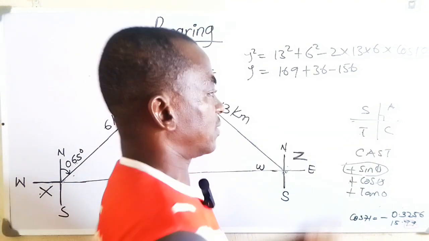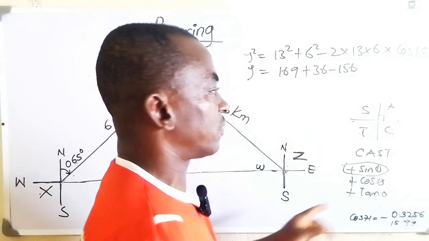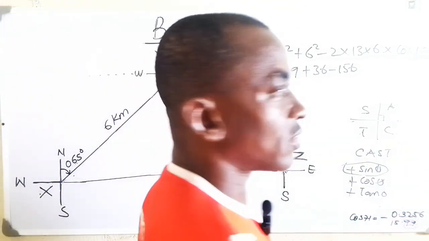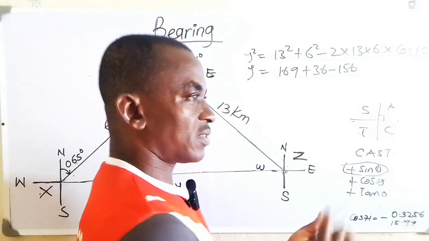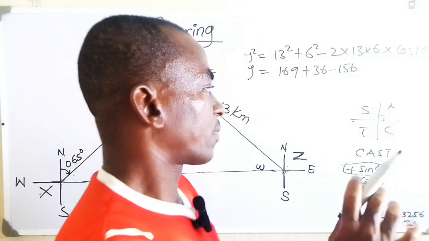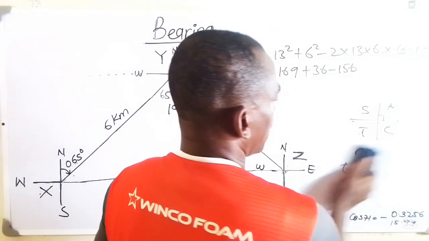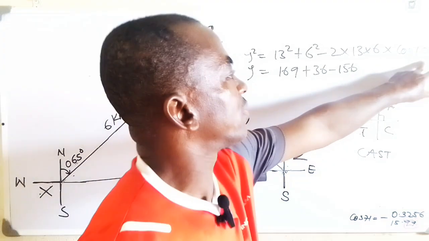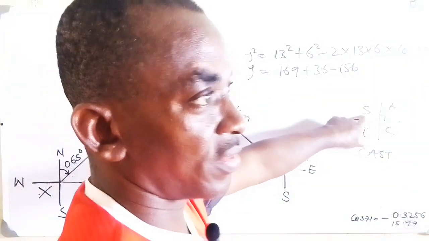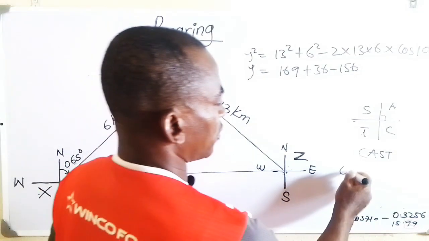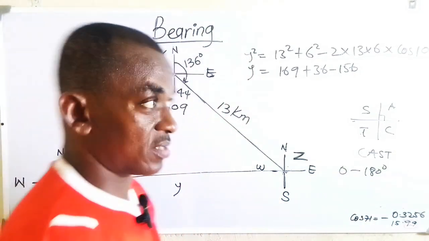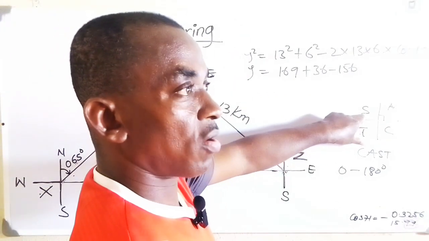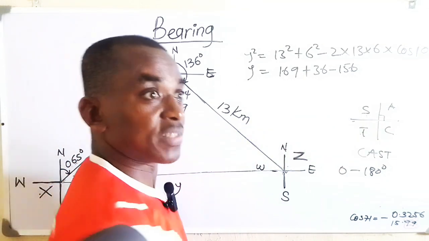Then on the third quadrant, it is only tan that is positive. Sine is negative, cos is negative. Then on the fourth quadrant, it is only cos that is positive. Sine is negative, and tan is negative. So you can remember it with CAST. So here we have 109, and we know that 109 should be in the second quadrant because it's from 90 to 180 degrees. So sine is positive and cos is negative in the second quadrant.